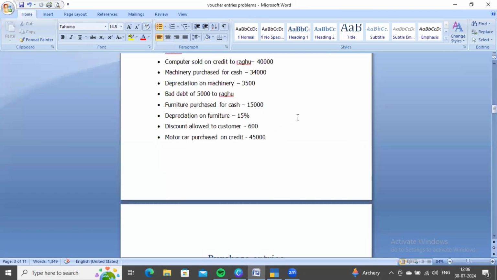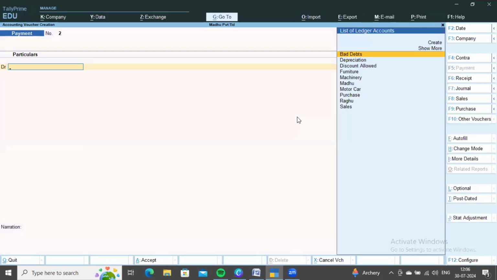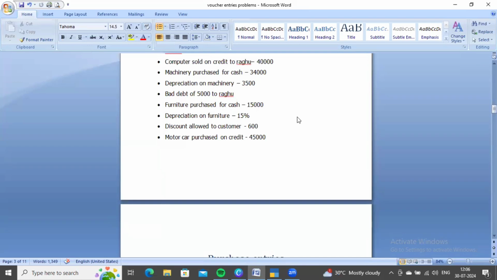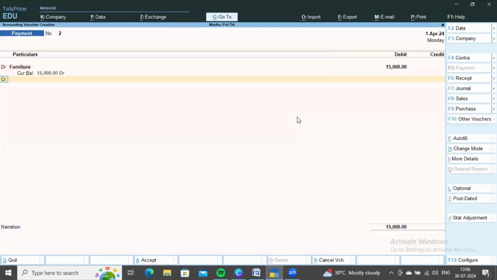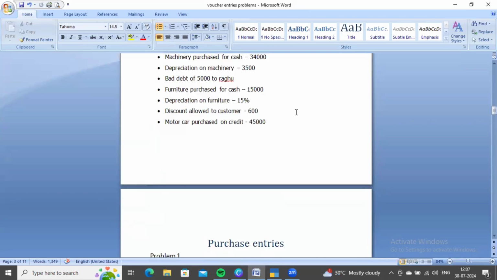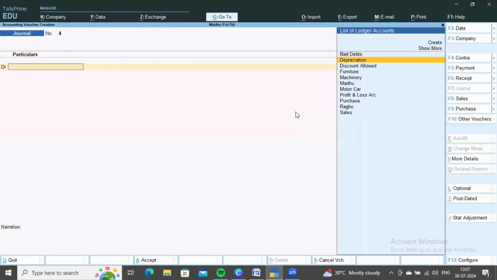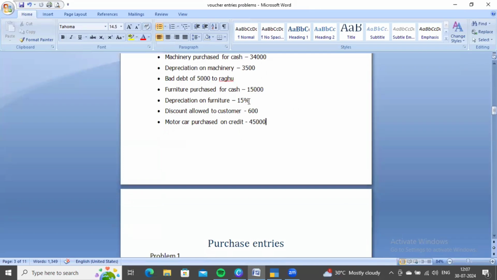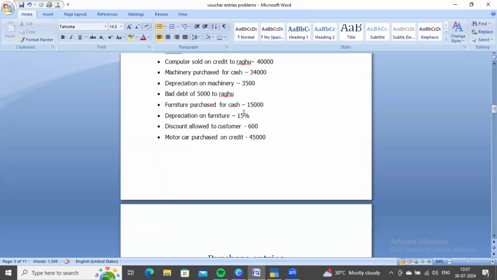Next, furniture purchased for cash. Here we purchased furniture for cash, so it is a payment. Furniture account debit, how much? 15,000 to cash account. Next, depreciation on furniture. It is a journal. Depreciation account debit. Here it gives percentage only, 15%. The original amount of furniture is 15,000. We purchased the furniture for 15,000 rupees and we need to calculate this 15% on this amount only.